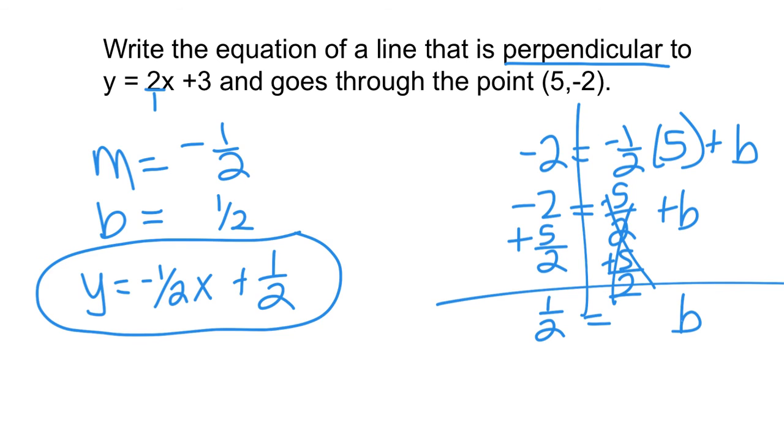All right, take a look at that and see if you got the same thing that I got. So with my slope, I took my 2/1, flipped it, and changed its sign. And then I used that to solve for b by subbing in my 5 and my -2 for x and y, and then calculating all of that to get a 1/2 for b.